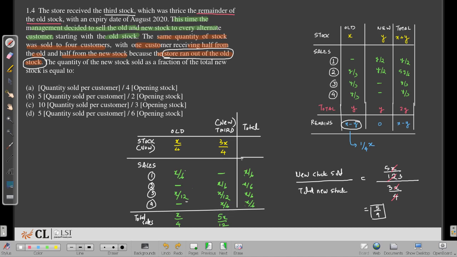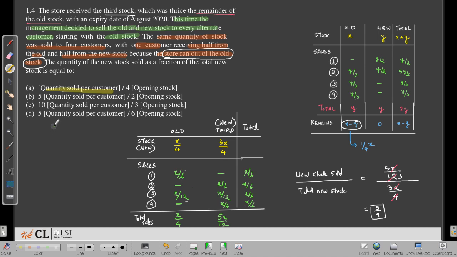The quantity sold per customer is, and this question is actually not clear. I think they should have phrased it better. What quantity are we talking about? We're talking about total quantity sold. We're talking about this quantity sold. So this is kind of vague as a question. I really did not like the way these options were framed.